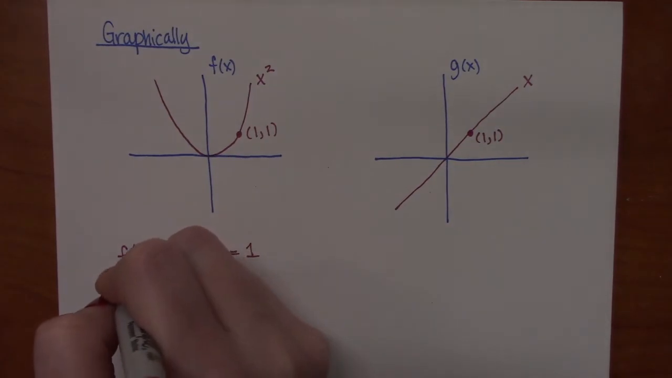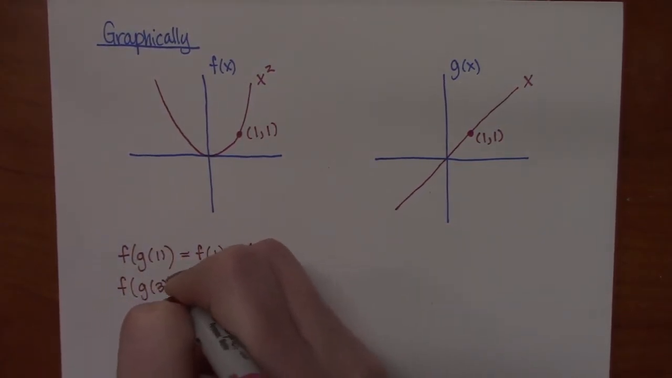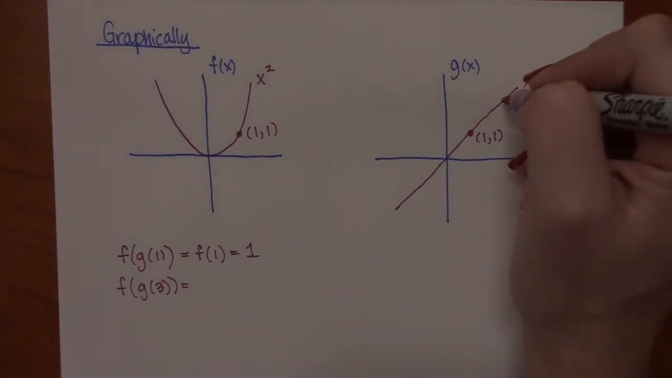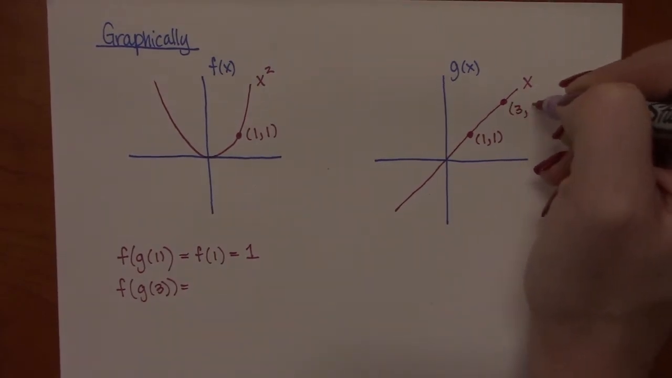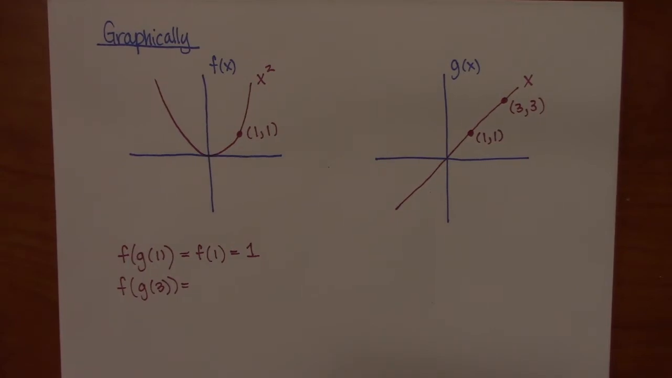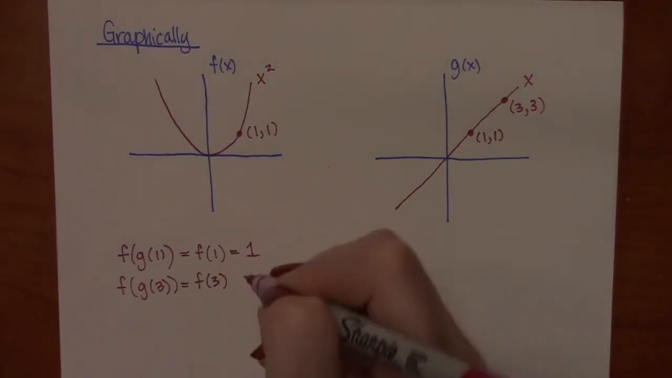But what about f of g of 3? So if we came over to our g of x graph, you would find the point when x is 3, and the y value is also 3, because every point on the line y equals x is just x. So this is the same thing as saying f of 3.